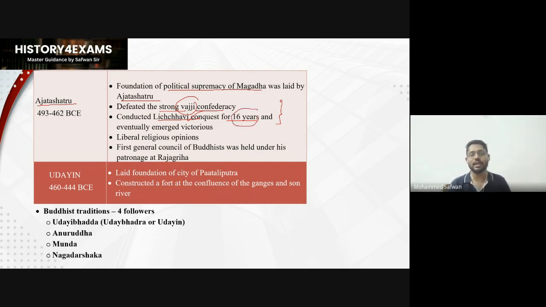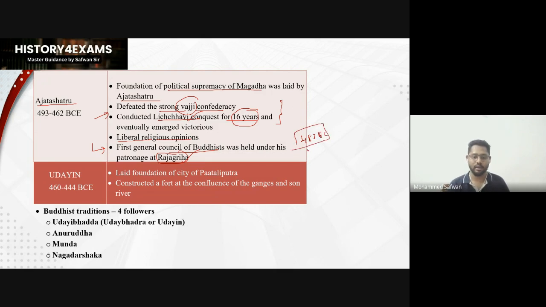For 16 years, he conducted many battles with this Lichavi area and finally conquered and annexed it with the Magadhan state. You have to note this political conquest. And he was liberal in religious policies. One other important point is that he conducted the first General Council of Buddhism under his patronage at Rajagriha. It was around 483 BC.